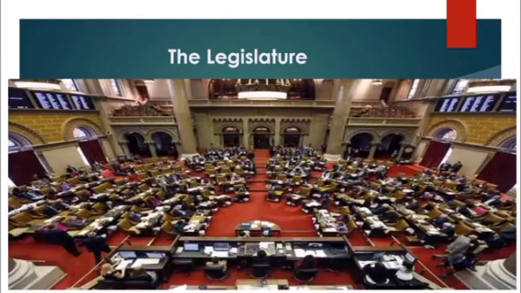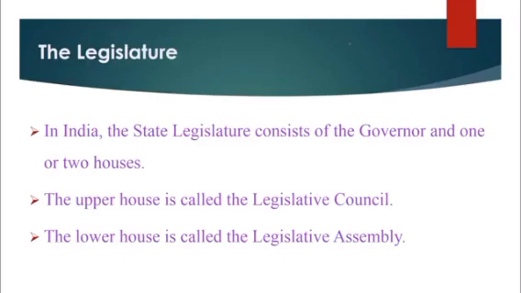Here we can see the picture of the legislature. The state legislature in India consists of the governor and one or two houses. The upper house is called the legislative council and the lower house is called the legislative assembly.